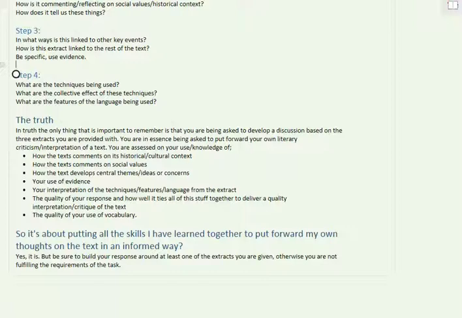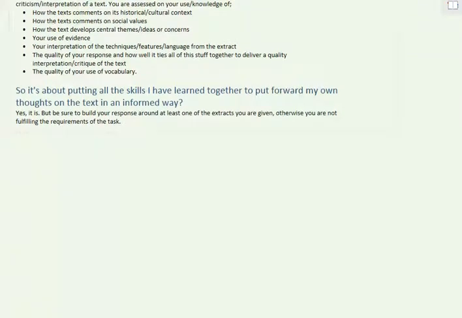You're assessed on your use or knowledge of how the text comments on historical and cultural context, how the text comments on social values, how the text develops central themes, ideas or concerns, how well you use evidence, your interpretation of the techniques, features or language from the extract, the quality of your response and how well it ties all that stuff together with a quality interpretation or critique, and the quality of your use of vocabulary. So, it's all about putting all the skills I have learned together to put forward my own thoughts on the text in an informed way.